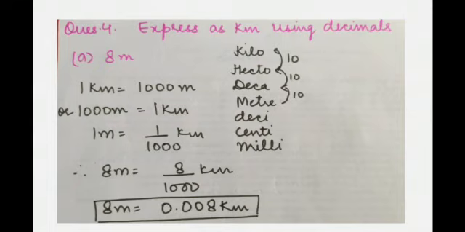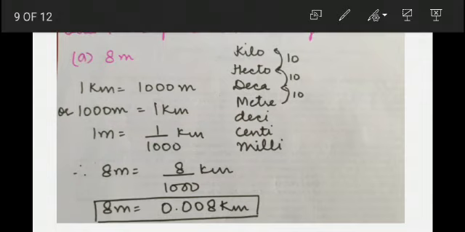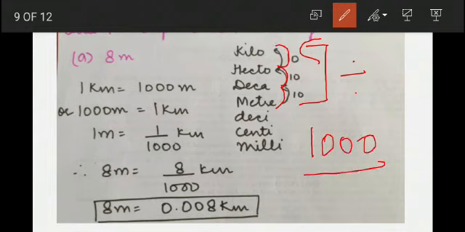We have the next question, express as kilometer using decimals. The number is 8 meters. Now according to this table, when meters is to be converted into kilometers, a lower unit to higher unit, that means we are going to divide. How many steps are we moving? 1, 2, 3. That means we have 1 with 3 zeros, that is 1000. So we are going to divide the given number by 1000, and similarly we are going to write the complete pattern by solving the question. So 8 meters is equal to 8 upon 1000 kilometer.